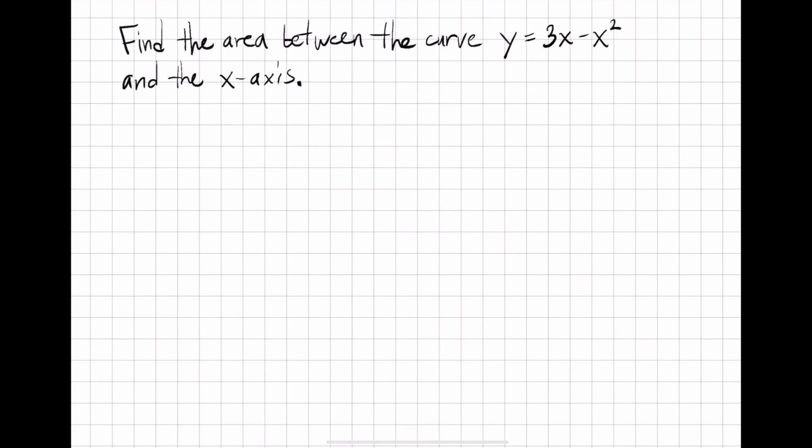Let's get started. We want to find the area between the curve y equals 3x minus x squared and the x-axis. In other words, the area under this curve. It's always a good idea to start by getting a rough sketch of what your function looks like. So let's do that. We have ourselves an x and y axis.